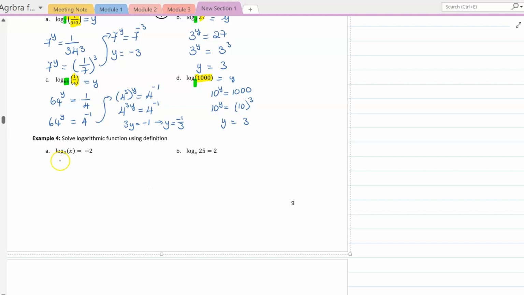So this is telling us that 3 to the negative 2 is equal to x. So x equal 1 over 3 squared, that is 1 over 9. x to the second equal to 25. So then x equal to 5.